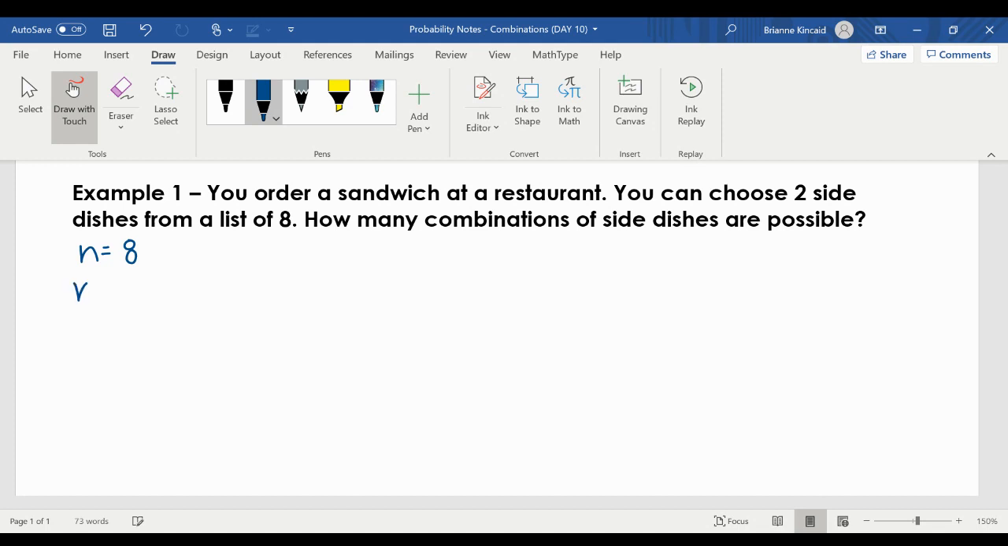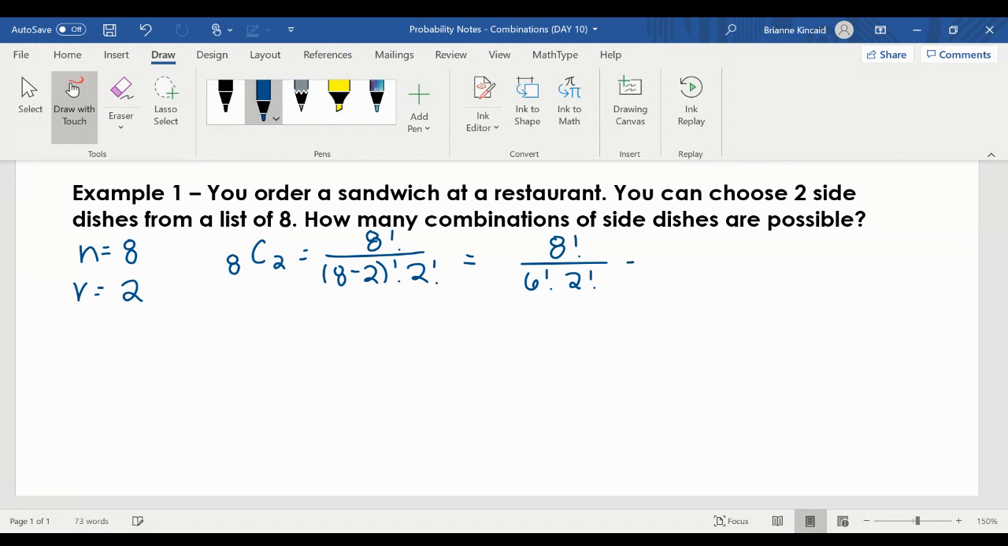Of these 8, I am going to be choosing 2 of them. My formula, that's 8 combination 2. 8 factorial over 8 minus 2 factorial times 2 factorial. This is the same as 8 factorial over 6 factorial times 2 factorial. And I'm going to go ahead and expand this.